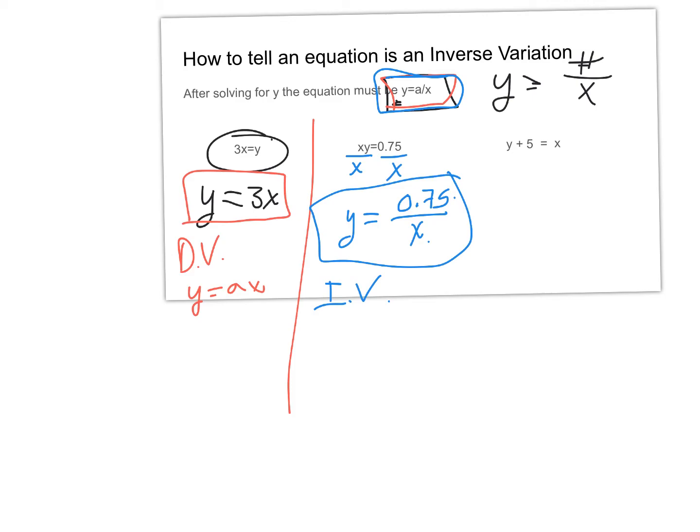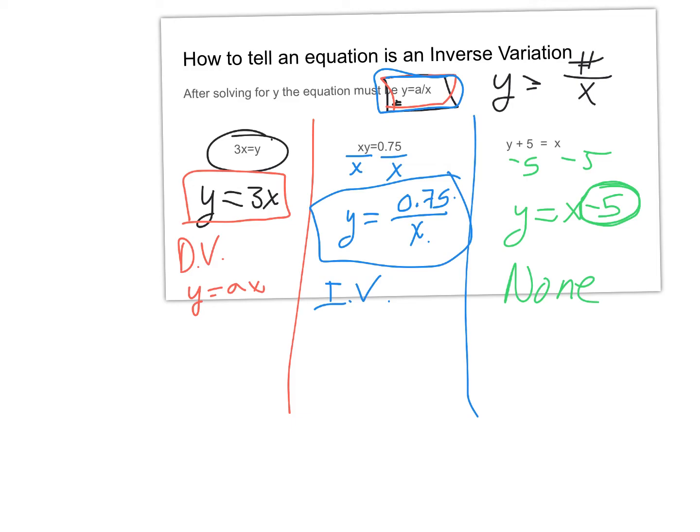Okay. All right, now looking at my third option. I need to solve for y, so I'm going to minus the 5. Y is equal to x minus 5. Is this an example of inverse variation? The answer again is no. It's because of this minus here. We don't have any division, first of all, and we have this minus. So this is not inverse.